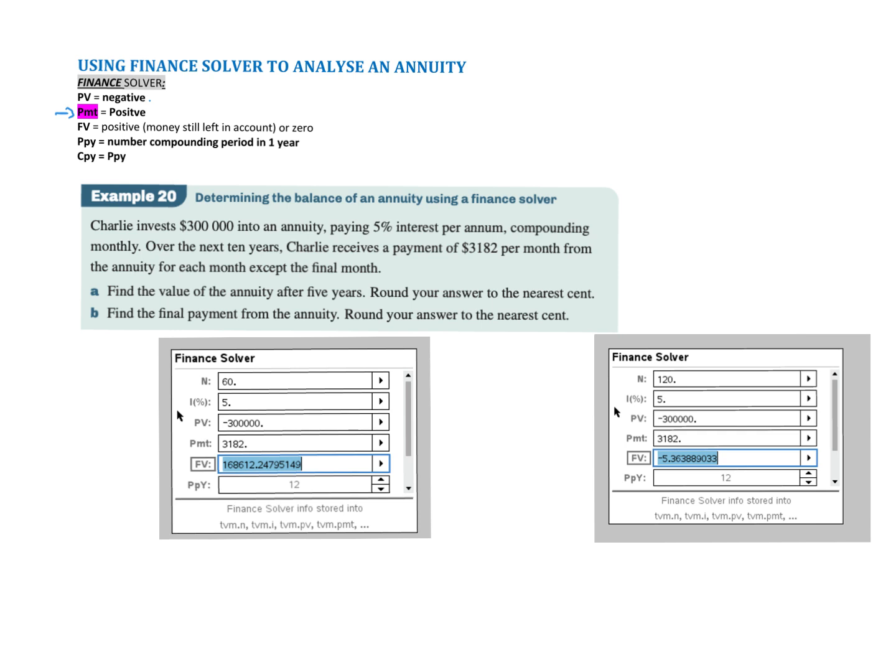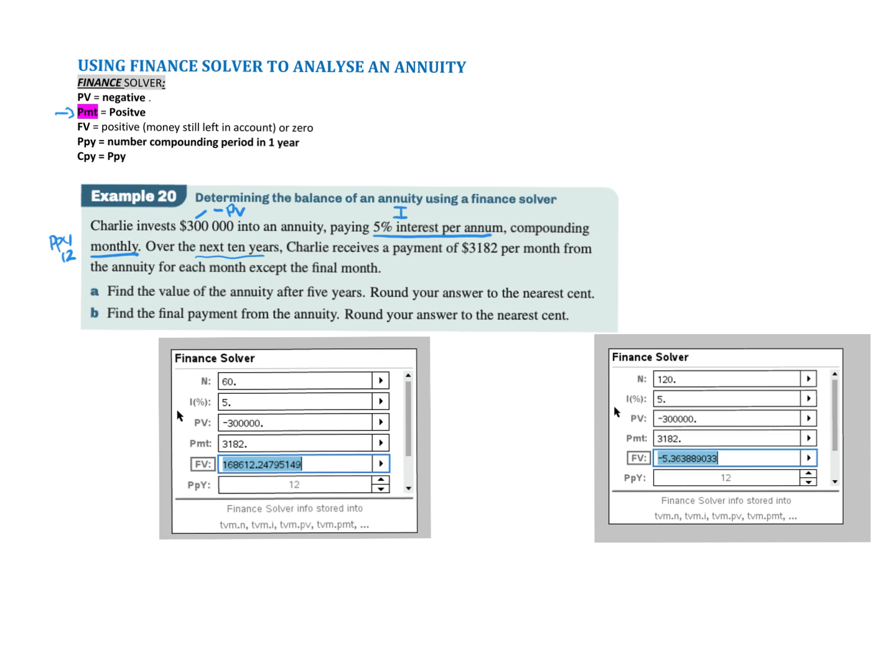So Charlie invests $300,000 into an annuity. So straight away, I know that's a negative PV. He's putting it into the bank. Paying 5% per annum, so they always give me the I, and compounding monthly, so I see PPY is 12, over the next 10 years.